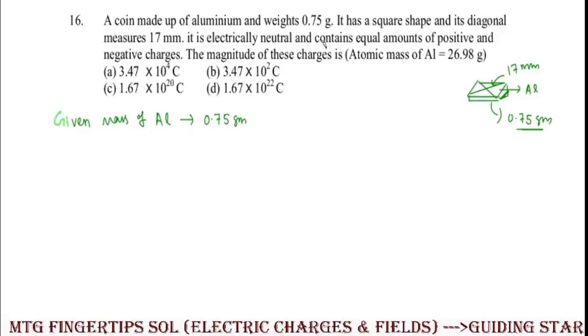It is electrically neutral and contains equal amounts of positive and negative charge. That means no net charge, Q net should be 0. That means Q net is Q positive plus Q negative, and the magnitude of Q positive will be the same as the magnitude of Q negative. Whatever positive charge there is, the same negative charge is present here. Clear? Only then will it remain neutral.